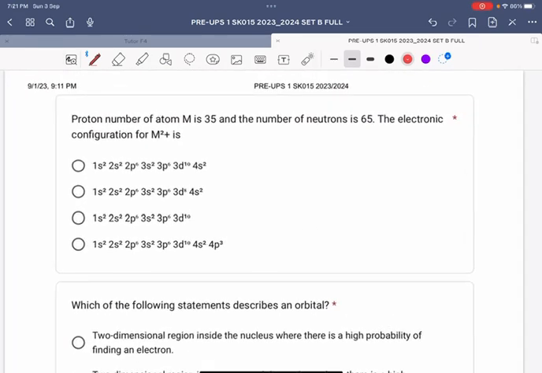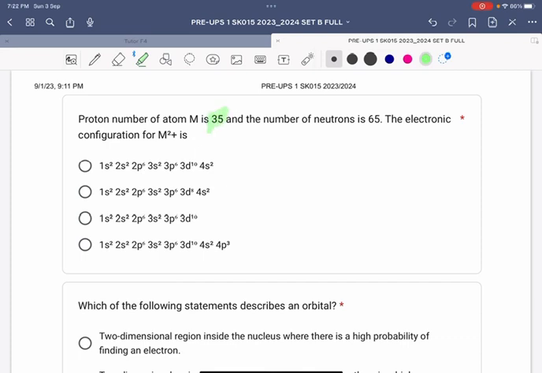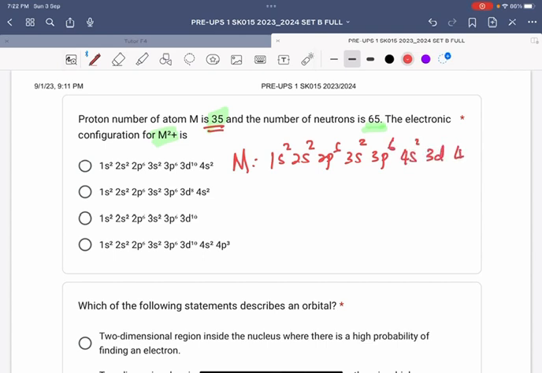Proton of M is 35. Okay, as I said, when the number of protons is more than 20, it will involve the 3d orbital. And the number of neutrons is 65. The electronic configuration is M2+. Remember, M2+ is how it removes the electron. So when you remove the electron, make sure it is removed from the outermost shell. So we write the electronic configuration for M first. So for M, 1s2, 2s2, 2p6, 3s2, 3p6, 4s2, 3d10, 4p5.